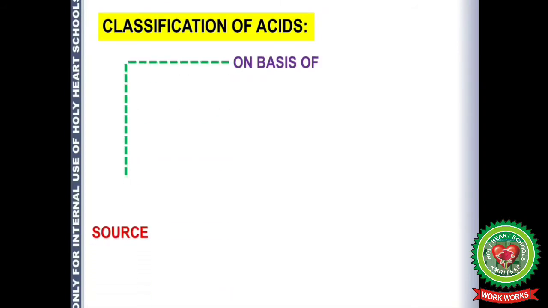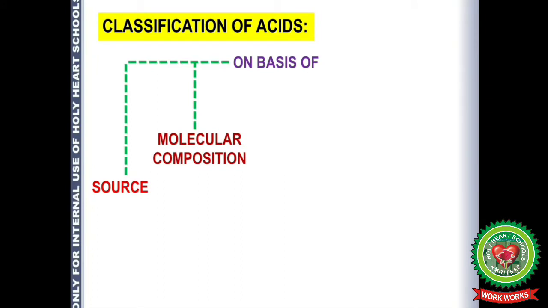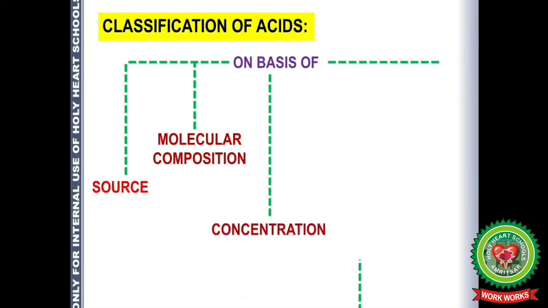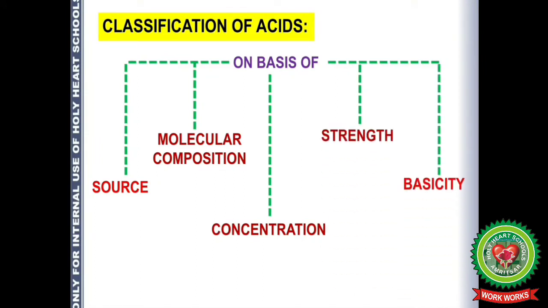Now let's move to the next topic, in which we are going to study the classification of acids. Acids are classified on the basis of, the first one is source, the second one is molecular composition, the third one is concentration, the fourth one is strength, and the fifth one is basicity. In today's class we will study the source, molecular composition and concentration of acids.